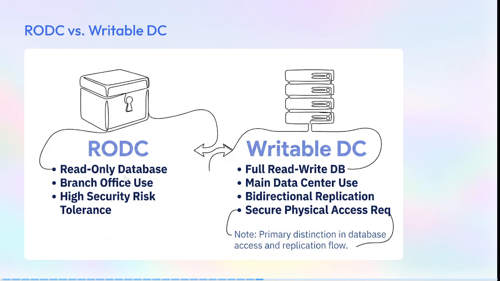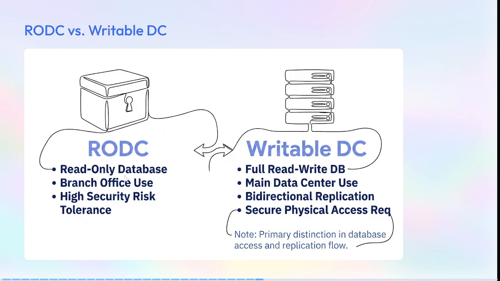Read-only domain controller, writable DC. Read-only database, used in branch offices where we accept high security risk and tolerance. Writable domain controller, full read-write database. Here you can create and manage the users, update group policies, whatever you need to do. Bidirectional replication: two-way replication will be there, but in a read-only domain controller it is only one-way.